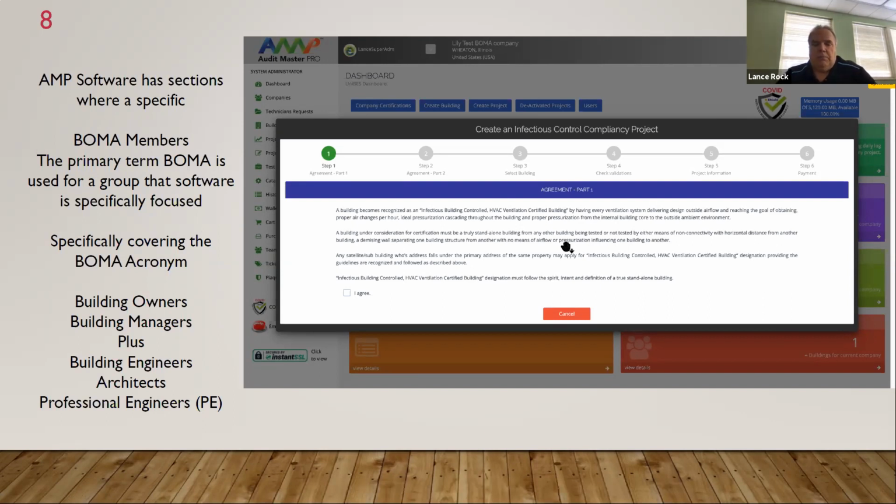And we have a BOMA section that allows, when I call it BOMA, it's free to building managers, building engineers, building owners, architects, and professional engineers. What it basically does is puts the project in your hands without having to be deeply involved, other than you could see the process that's happening in your building at any time of the day. And you could see when they were working on it, what data was put in. It's actually putting your contractors under a microscope that are doing the testing.